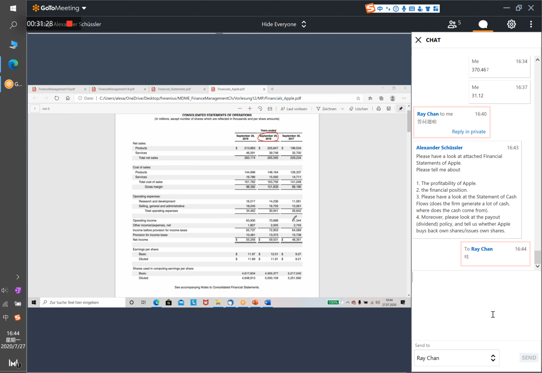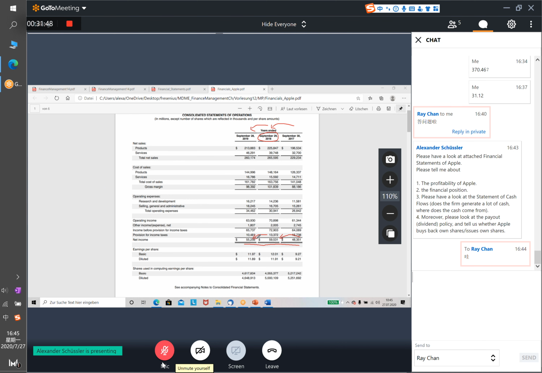If you look, for example, at the net income, how did it develop over time? Up and down. Again, Ray Chan, what did it do? Up and down.